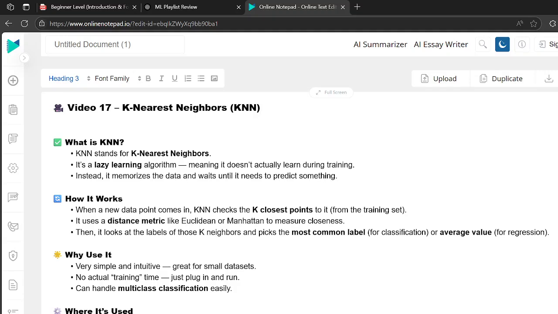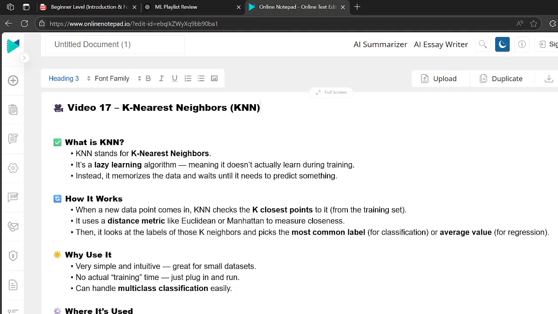As you can see, this waits for a new data point. When this data point arrives, the KNN algorithm checks for the k closest points, right? K could be any integer. It looks for k closest points nearest to it from the training set. Once it finds them, it uses a distance metric like Euclidean or Manhattan. These are the names of some algorithms. You might already be familiar with Euclidean. And using this, it measures closeness of these points.